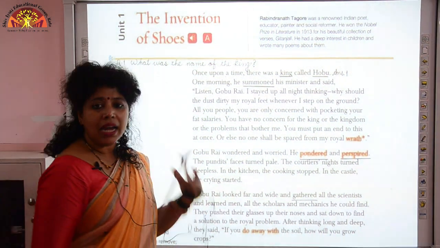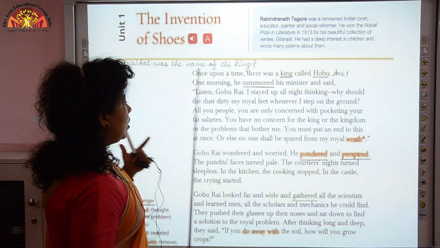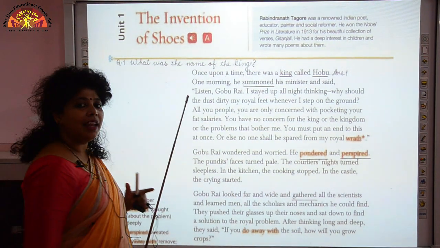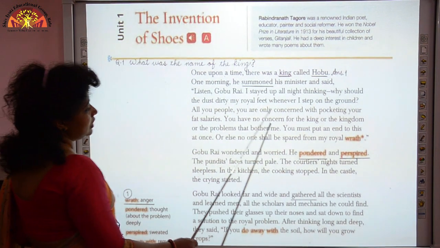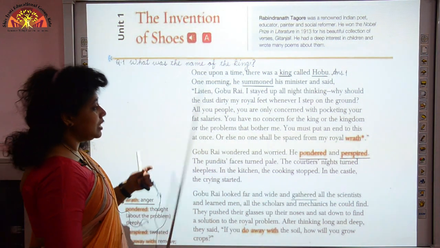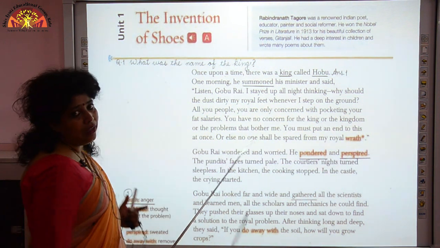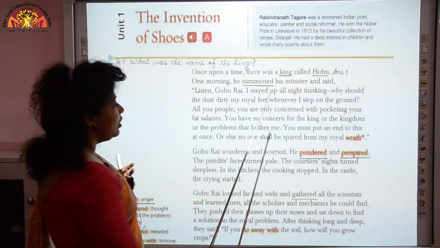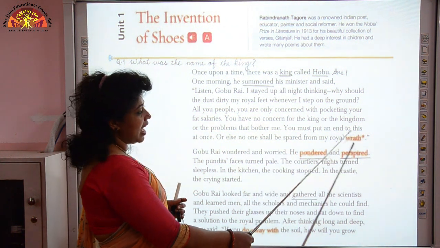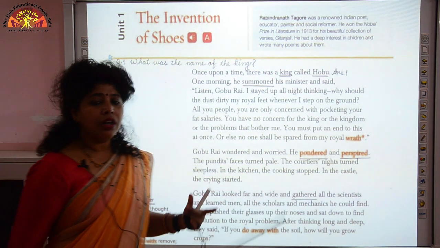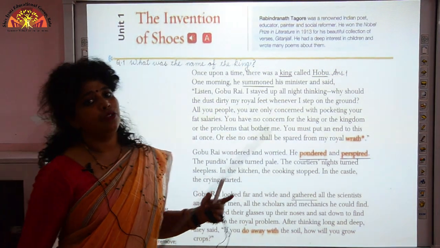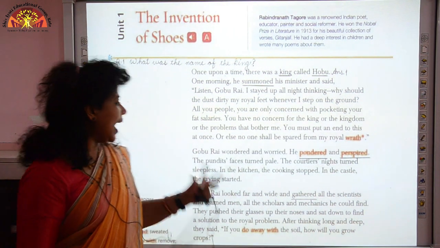That is, the king was very unhappy, very displeased with his people because he felt that they were only worried about filling their pockets with fat salaries or huge salaries. You have no concern for the king or the kingdom or the problems that bother me. The king felt that his people did not care for the king or the kingdom or the problems that bothered the king. You must put an end to this at once, or else no one shall be spared from my royal wrath. Wrath means anger. So he warned his minister that if his people did not solve his problem, then they will have to face the consequences of his wrath or anger.